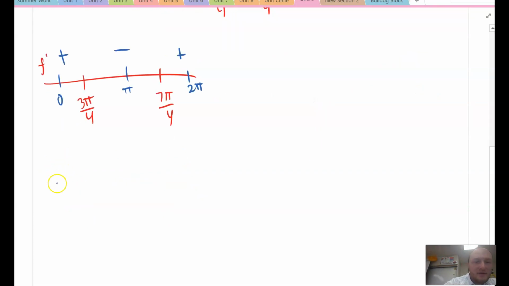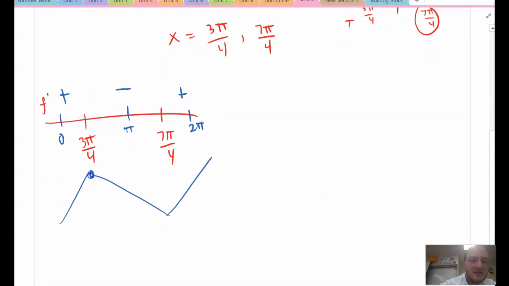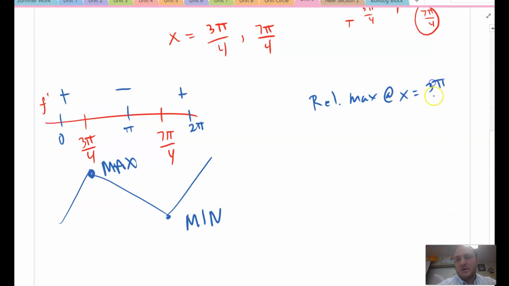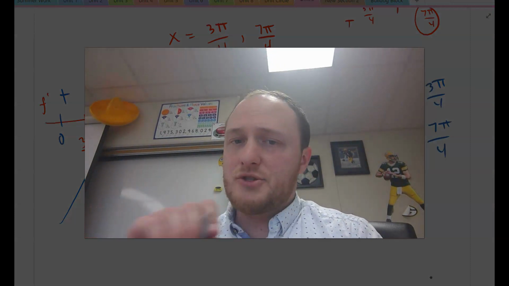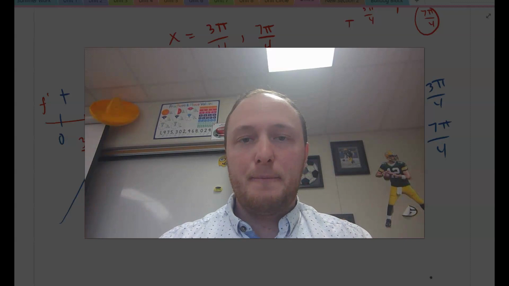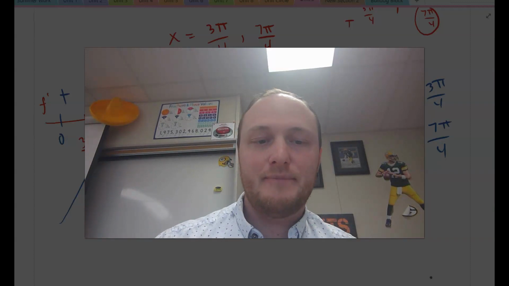So our graph is increasing, decreasing, and then increasing, which means that this is a max and this is a min. So here's your answer: a relative max at x equals 3 pi fourths, and a relative min at x equals 7 pi fourths. All right, there you have it. That is derivatives of trig functions. Memorize all those trig derivatives. You need flashcards. Do it with a buddy. Put that in your head. All right, catch you next time. Peace.